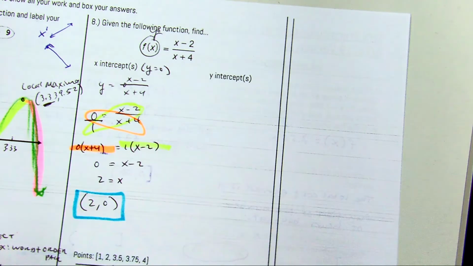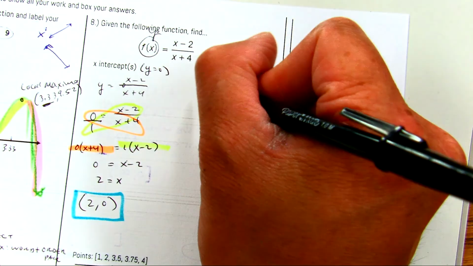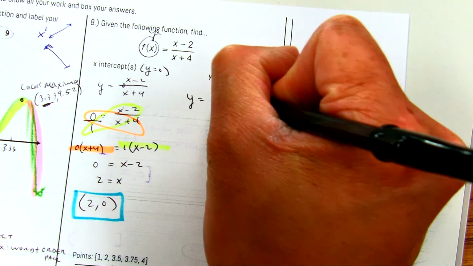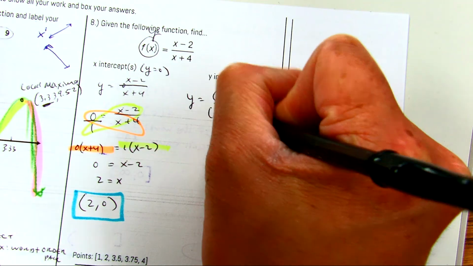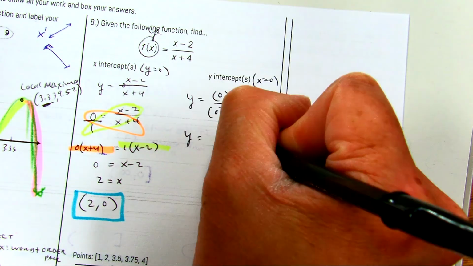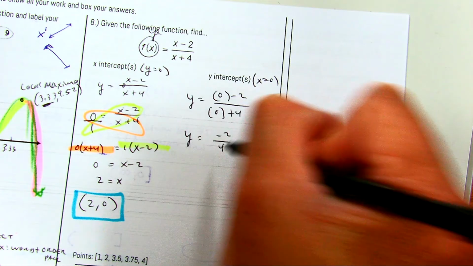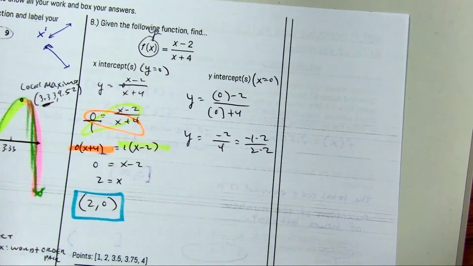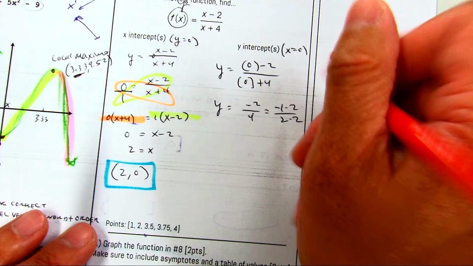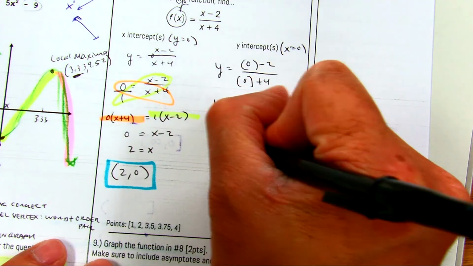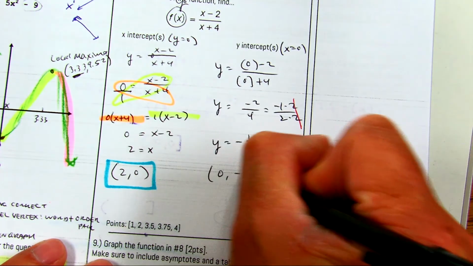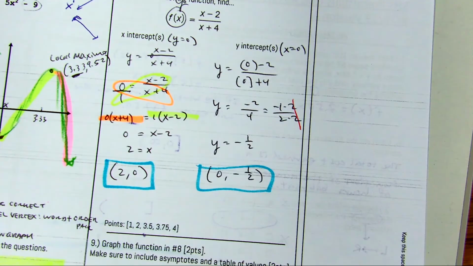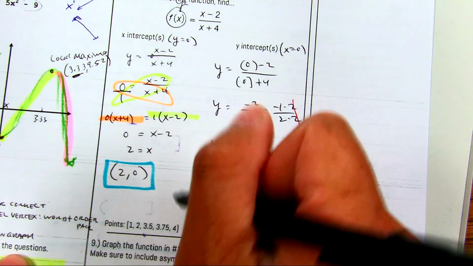For the y-intercept, you're going to have x is equal to 0. And then 0 minus 2 is negative 2. 0 plus 4 is 4. And then if you reduce that, you get y to be negative 1/2. So 0, negative 1/2. How did I award points here? 4 points is fully correct.